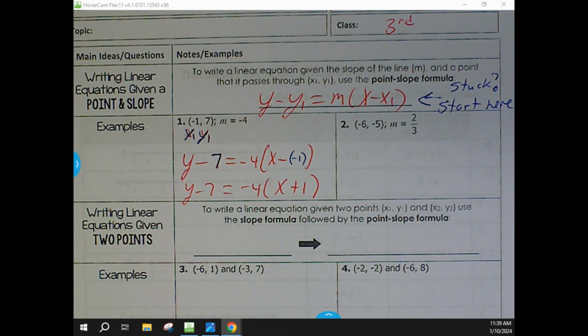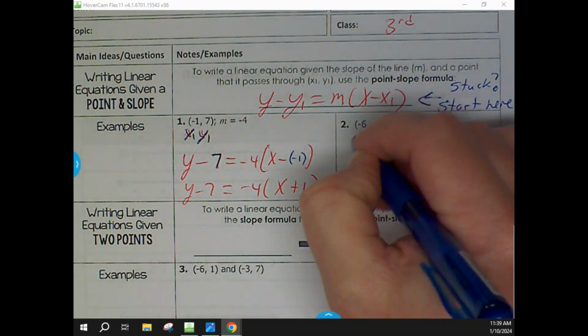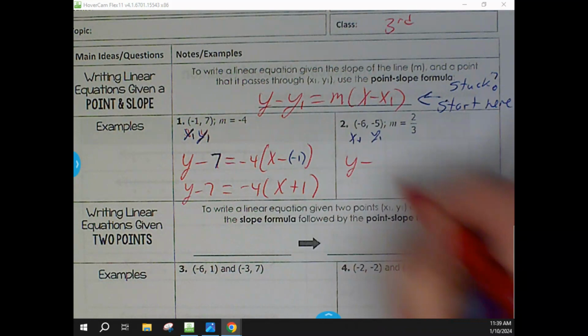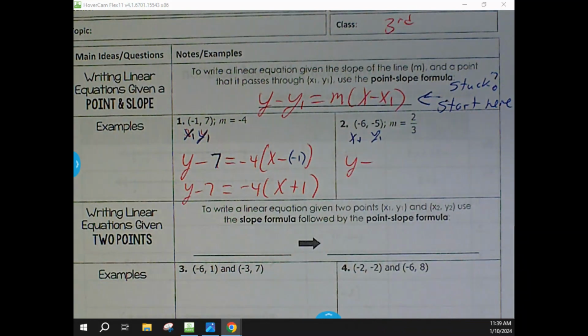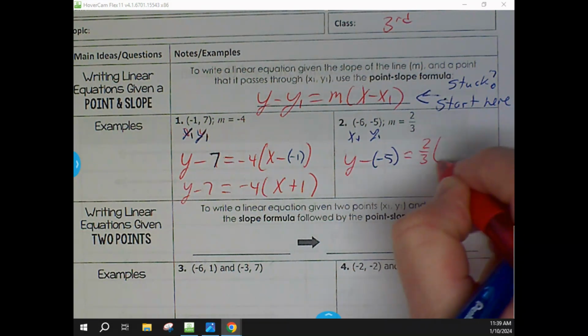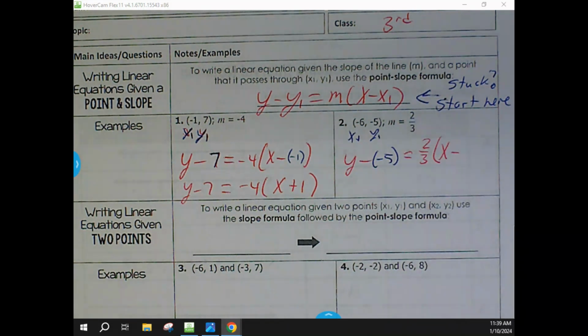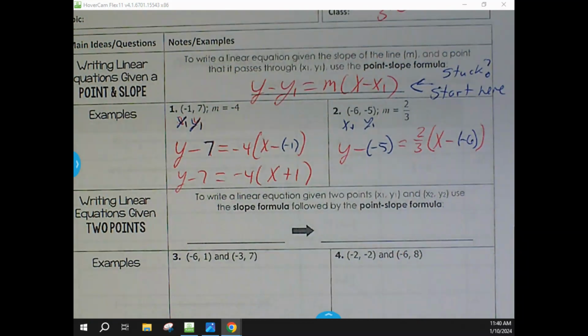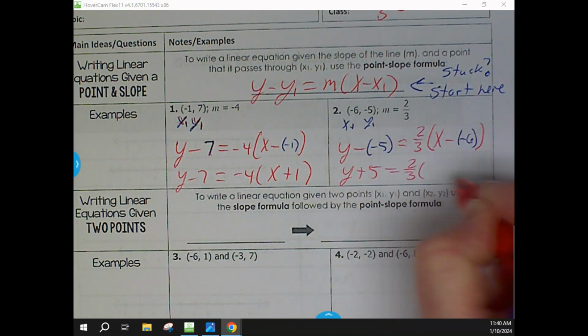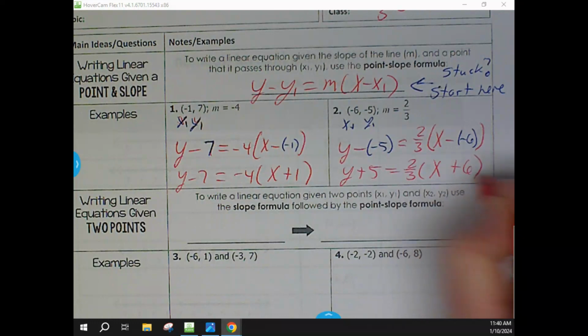Okay, second one, pretty much the same thing. Again, you've got your numbers here, so that's your x1 and your y1. And again, we're just going to plug that back in up here. So it's y minus. Now in that case, y1 is negative, so when you plug it in, it's the -5 there. Equals m, in this case 2/3, times x minus x1, which is -6. Okay, so same thing on this one. You just need to clean up the two minus negatives. So make that y plus 5 equals 2/3 times x plus 6.